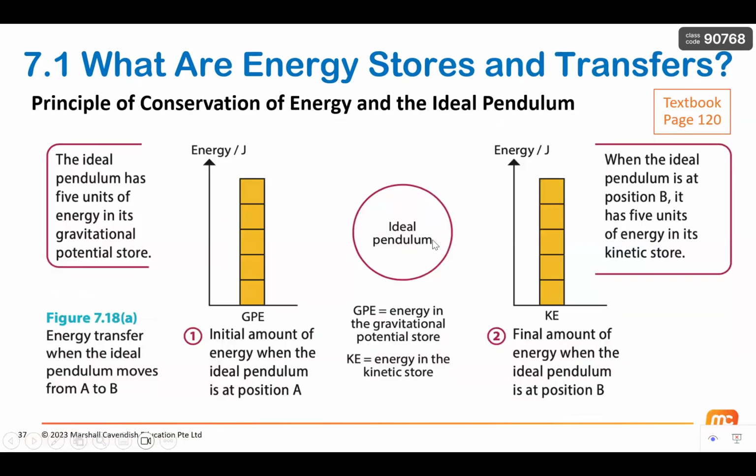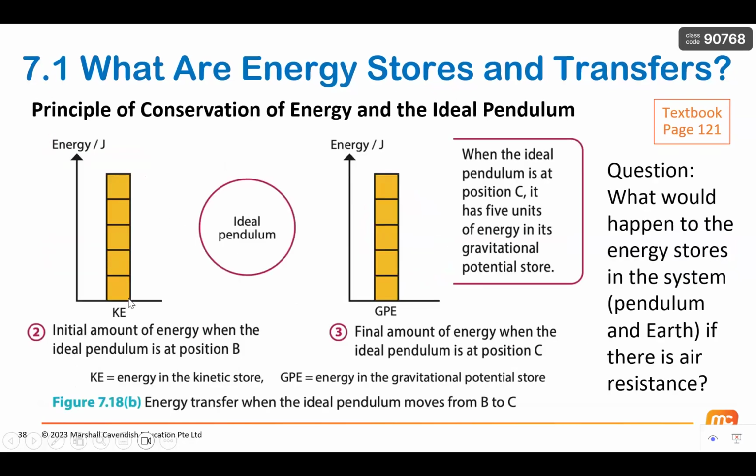So if I were to look at a system, like an ideal pendulum in this case, originally it is GPE. I have 1, 2, 3, 4, 5 units of gravitational potential store. Okay, it will all be transferred mechanically into kinetic store as the pendulum swings. And then eventually when the pendulum swings from the bottom position B to C, all the kinetic store, 5 bars, will all be transferred to gravitational potential store, and the pendulum should reach the same original height. So you see kinetic energy become GPE. That is for an ideal pendulum.